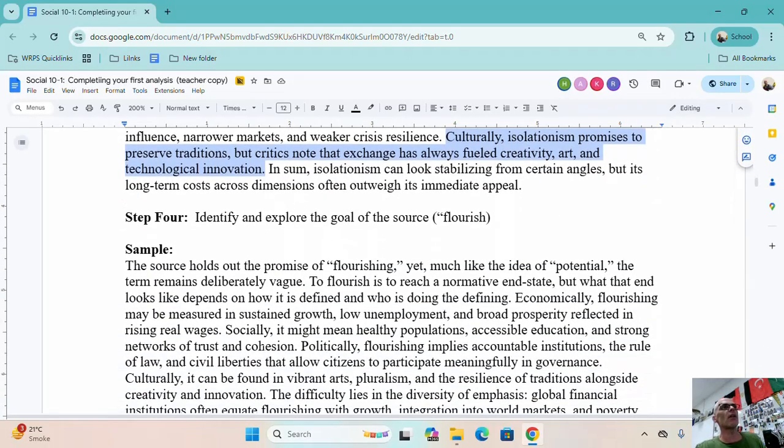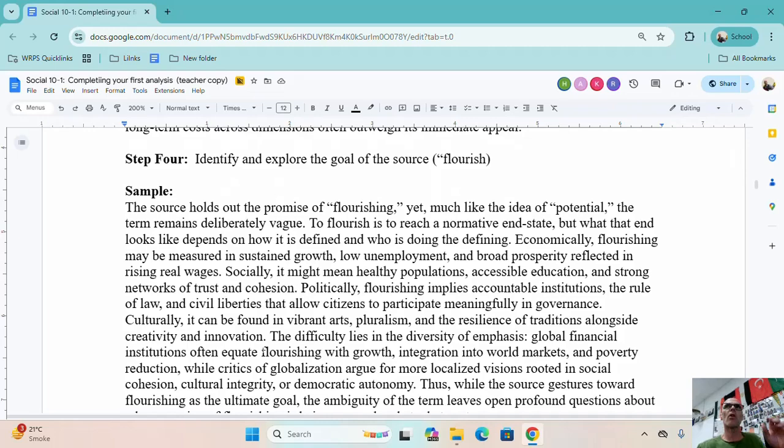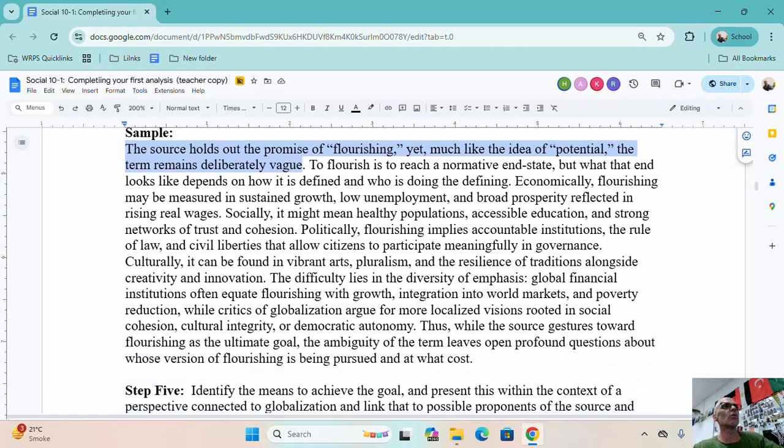Step 4, identify and explore the goal of the source. So again, we've already talked about how the goal is flourishing. The path to achieve that is globalization, connecting with others. The obstacle is this temptation to isolate, and the threat, or the warning, is that if you isolate, you limit your potential. So the source holds out the promise of flourishing, yet much like the idea of potential, the term remains deliberately vague. And this blown up E-level example here shows what you do with that vagueness, and you again unpack it with the different dimensions.